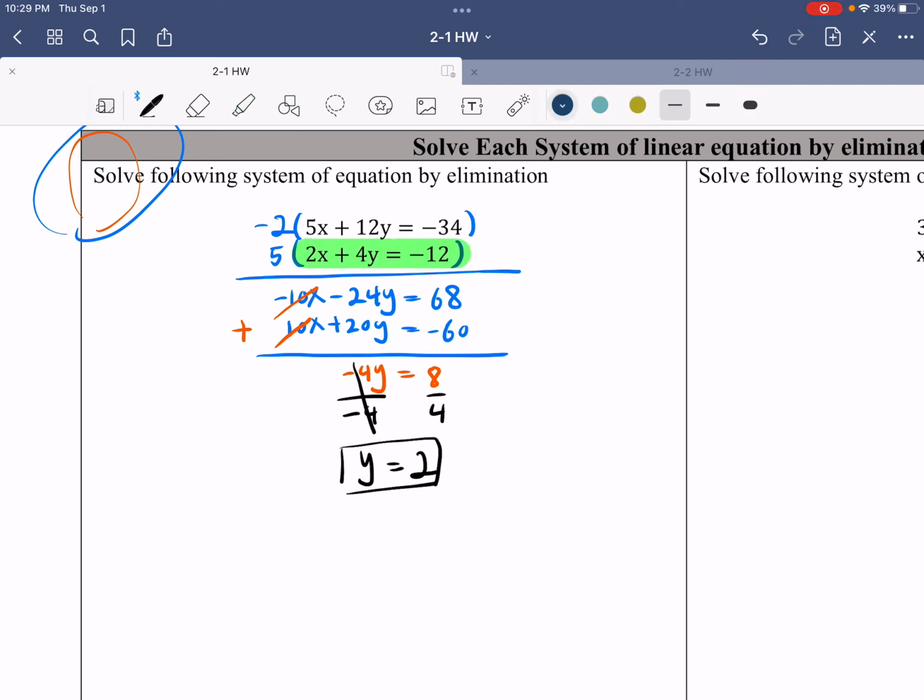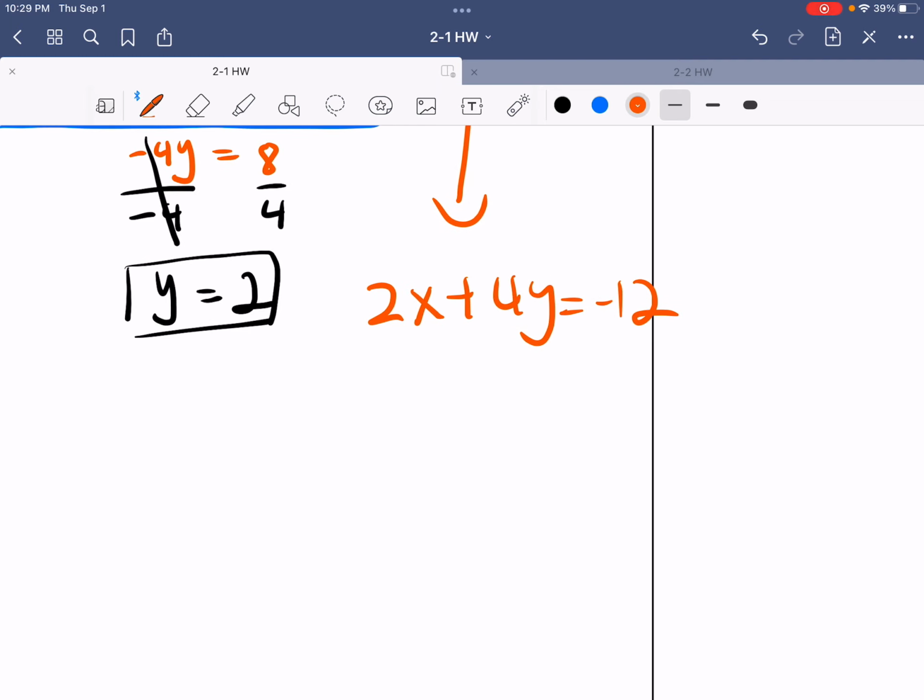So I will choose the bottom one. It does not really matter which one you choose. So I will write this one down here. Let me copy this one down. And here, to solve for x, what you're going to do is substitute this y with what you got here. So here we go.